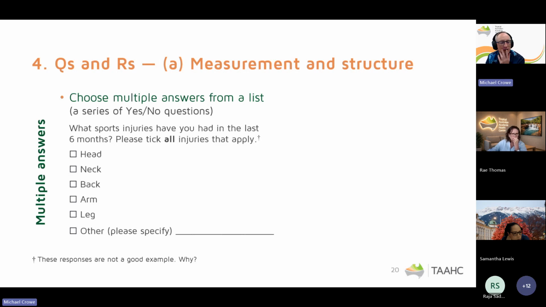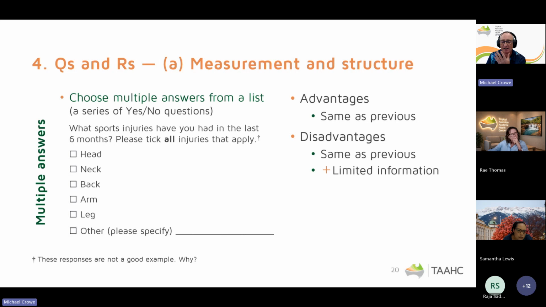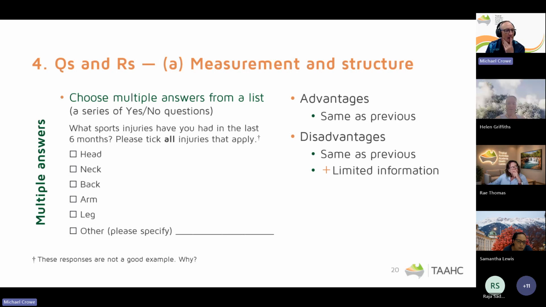Next type are multiple answer questions. So this is where you tick as many as apply. And they're basically analyzed as a series of yes/no questions. So you're basically asking, do you have a head injury? Did you have a neck injury? Did you have a back injury? So it's a series of yes/no. Again, pretty easy to analyze. They give you a little bit of information, but not an awful lot. And they're fine, and sometimes they're required, because you want people to tick as many as apply, and there's nothing wrong with that.